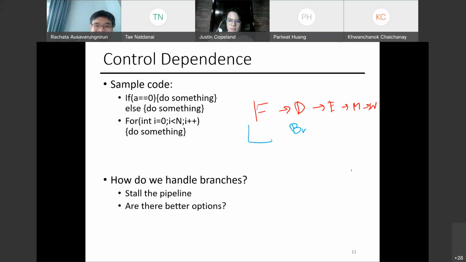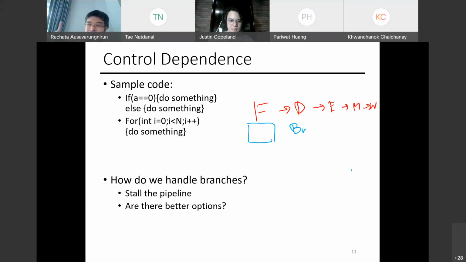What do you put here? It's in decode, it means if you pipeline, something is in fetch, right? Something is definitely in fetch. So until you know that it's a branch, you see the first problem? Do I fetch the next instruction or do I fetch the one in the else block, right? So that's the first thing.